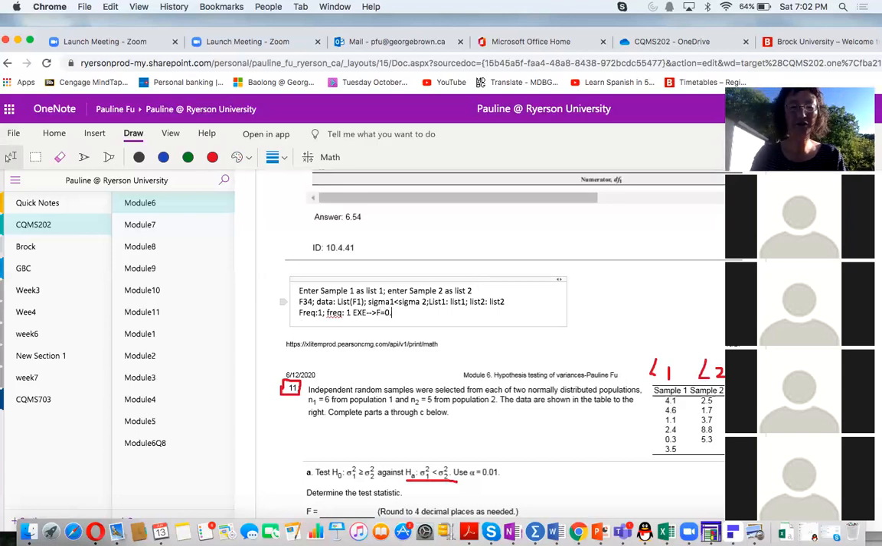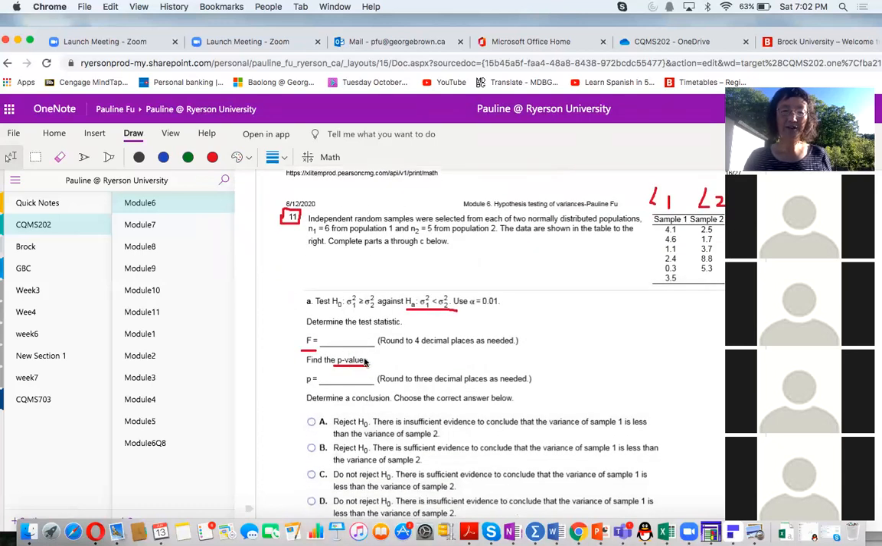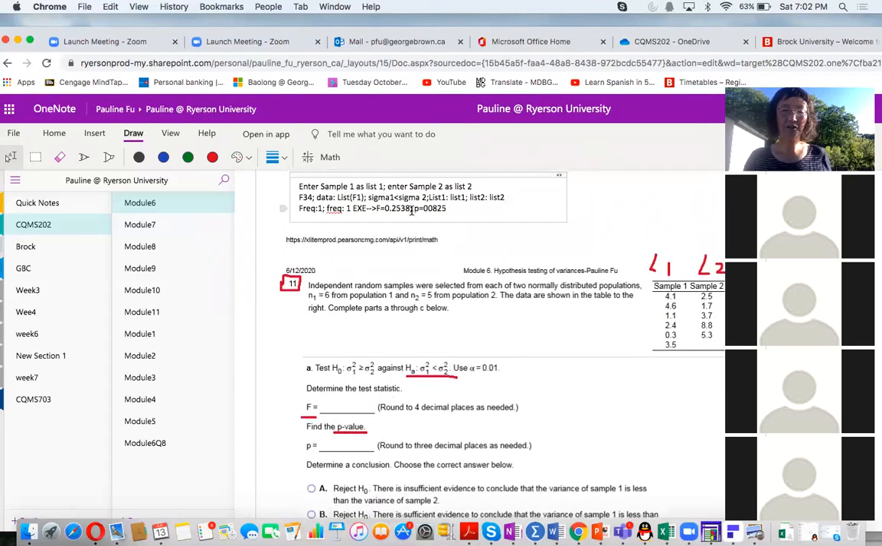Anyone want to share your result? F equal to 0.2538, and you also get the p-value, 0.0825. That is from the calculator. Okay. Any questions to get the p-value and test statistic from the calculator? So we get this, we completed those. Okay, this is the outcome.